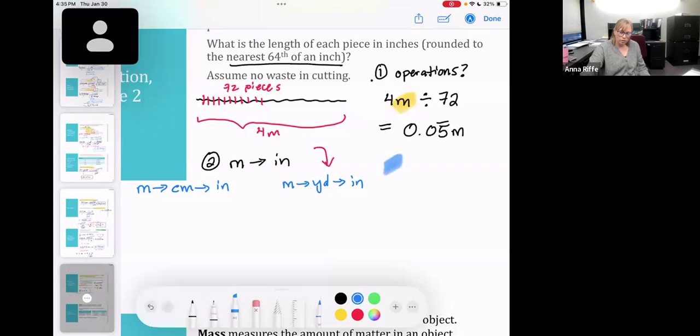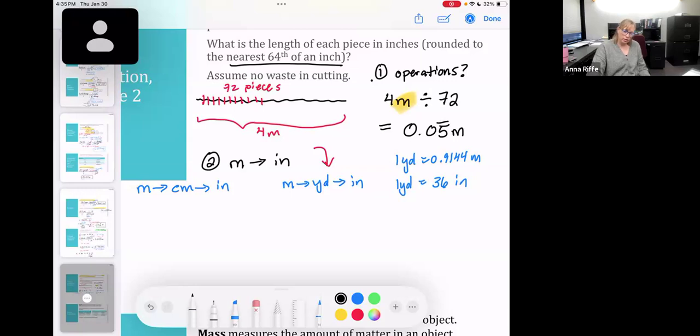So 1 yard. Let's see if I can get my right pen here. 1 yard is equal to 0.9144 meters. And then I won't go up, but you could also note above that 1 yard is also equal to 36 inches. That's a conversion factor that you could find.